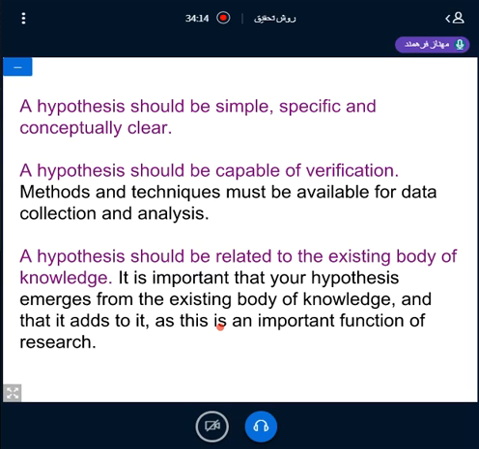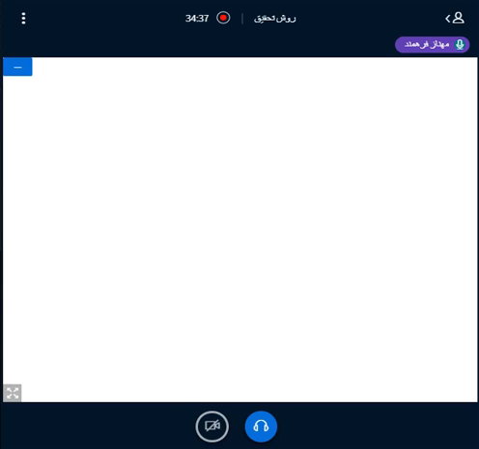And number three, a hypothesis should be related to the existing body of knowledge. It is important that your hypothesis emerges from the existing body of knowledge and that it adds to it, as this is an important function of research.